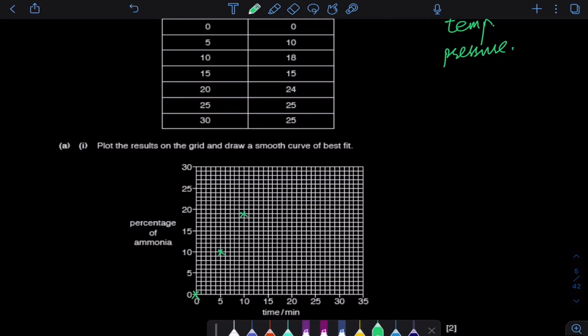I'm assuming this is the point. 15, 15. Now this doesn't seem right to me, because this seems like an anomalous point, but let's draw it. 20, 24. I'm assuming this is the point. Okay, this point will come slightly lower. 25, 25. 30, 25. That shows the reaction must have completed. Now they have asked us to draw a line of curve of best fit. Yeah, this is correct.